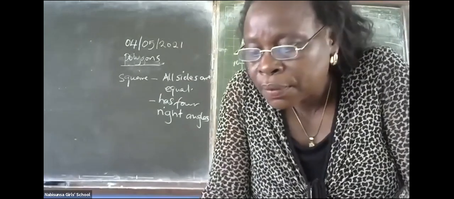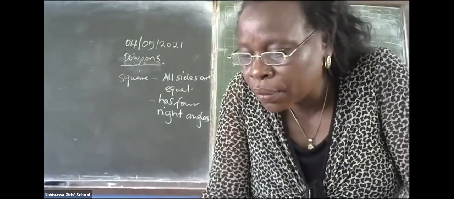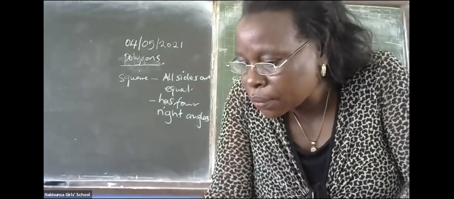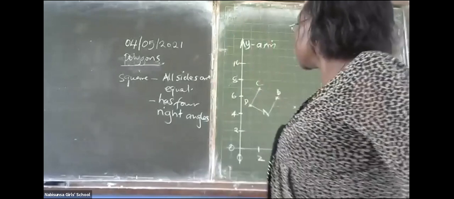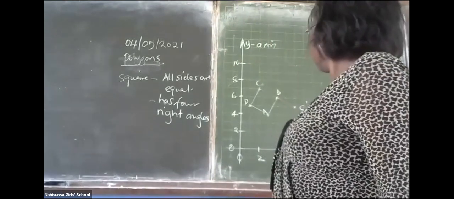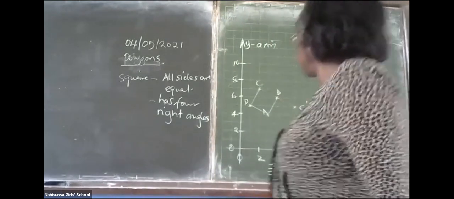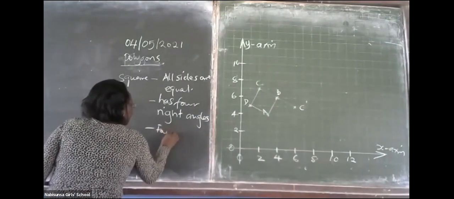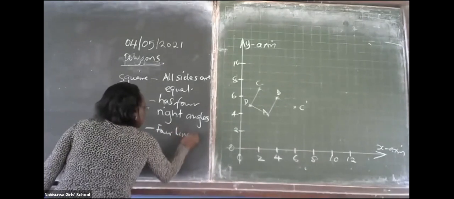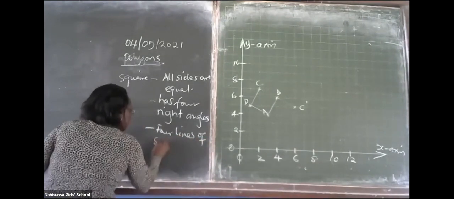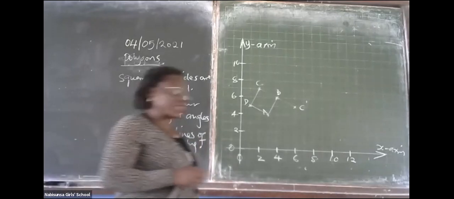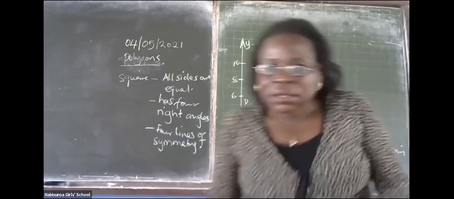Teacher, I was just saying the parts where you said properties of a square. I wanted to add on a square, since it has 4 right angles, it has 4 lines of symmetry. It has 4 right angles and has 4 lines of symmetry. Thank you. Add on 4 lines of symmetry.